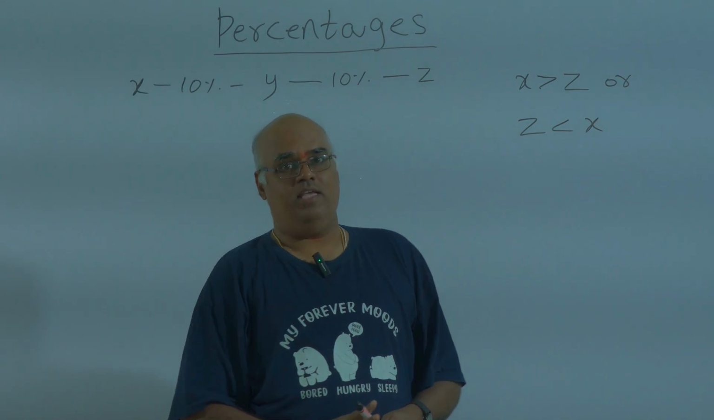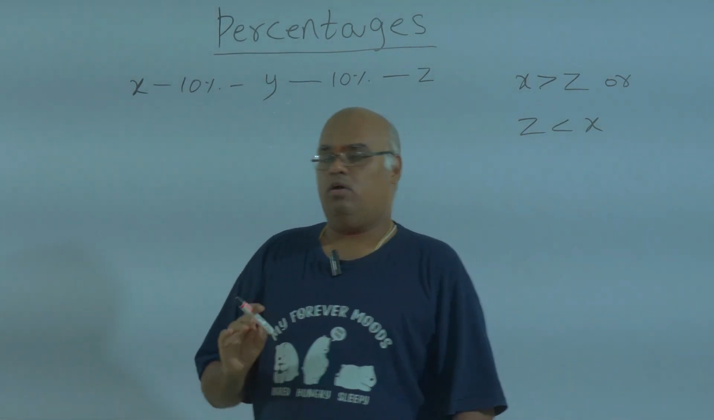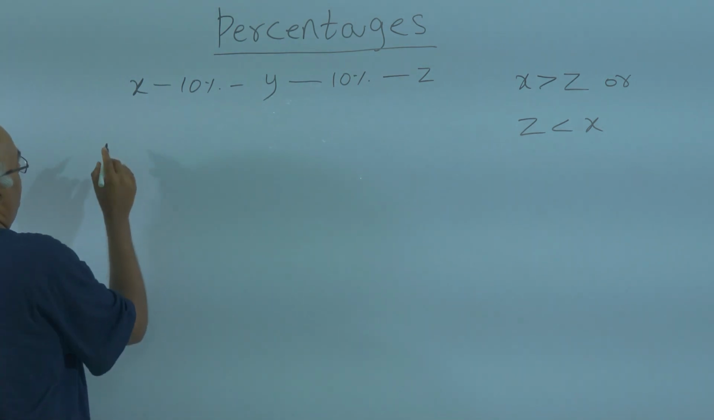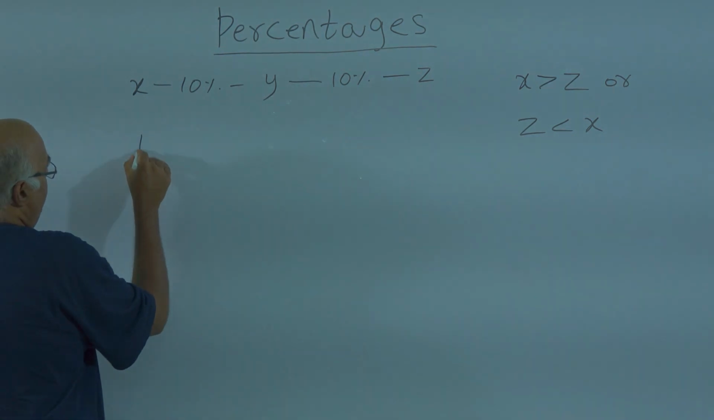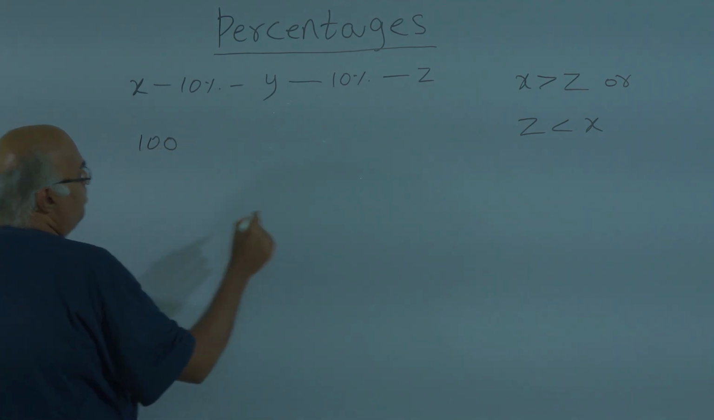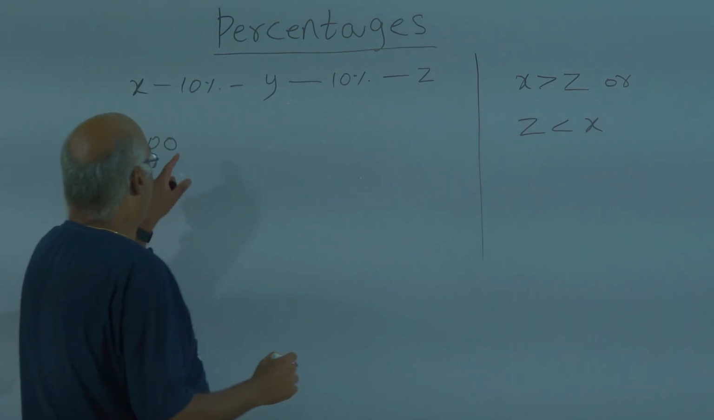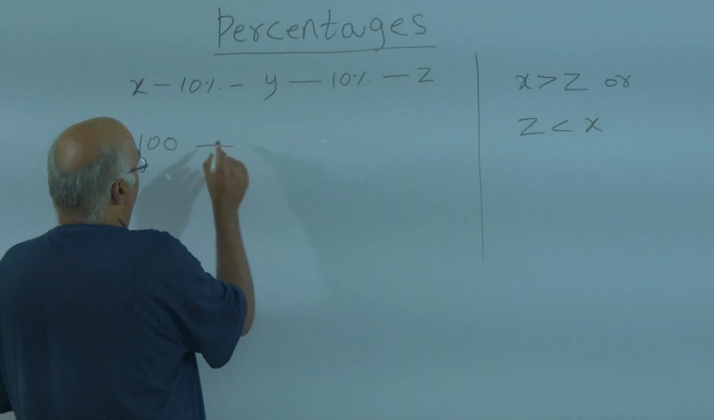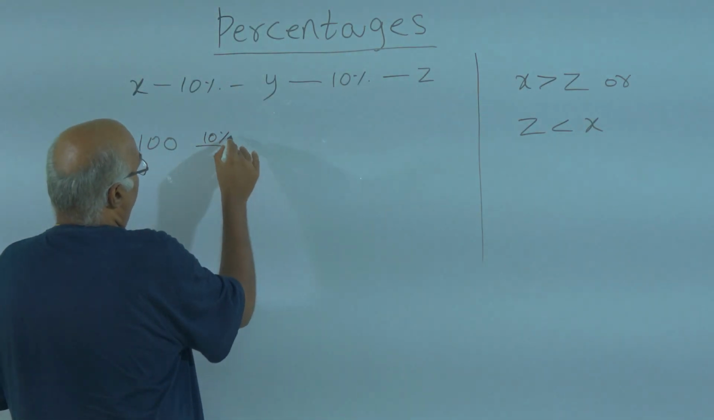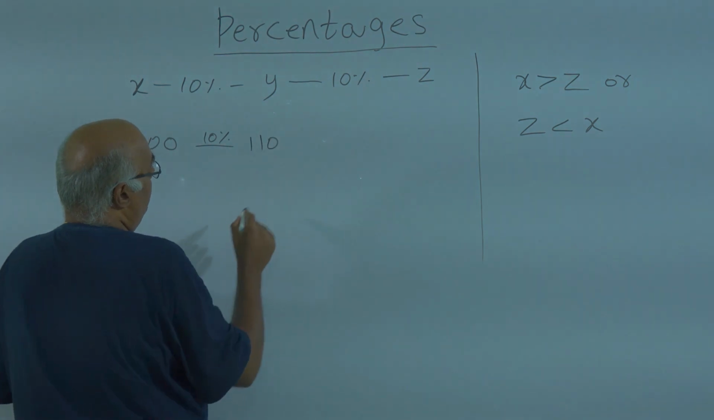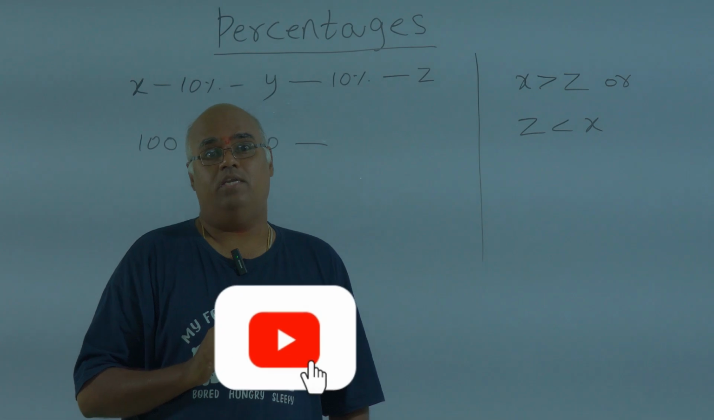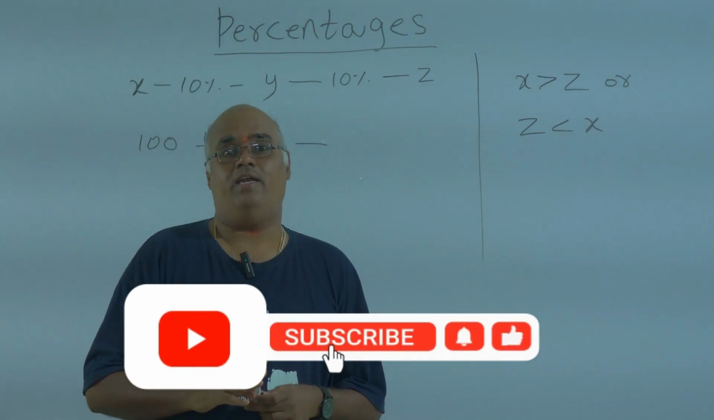So I will explain this with a simple example. Let us take a number 100. Assume that the value of x is 100. First I will increase the number 100 by 10%. After increasing 100 by 10%, you will get 110. Now I will decrease this 110 by 10%.